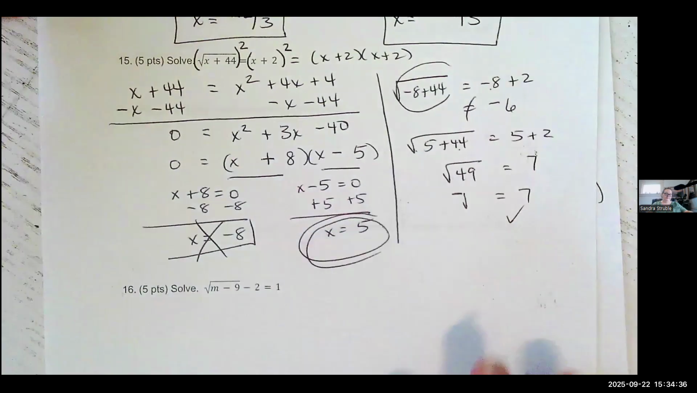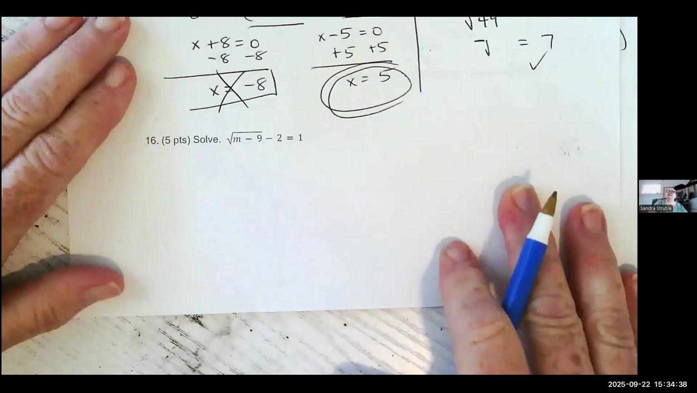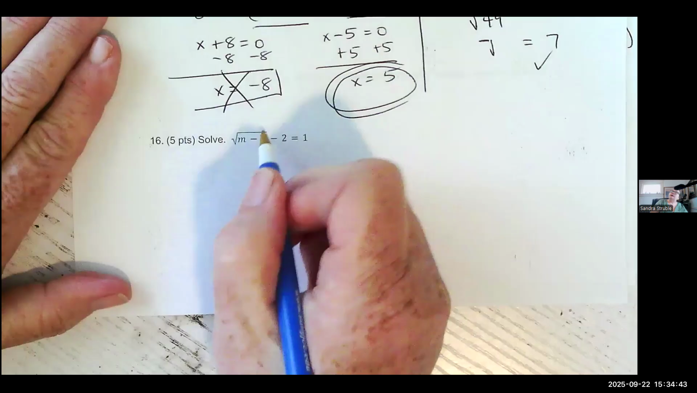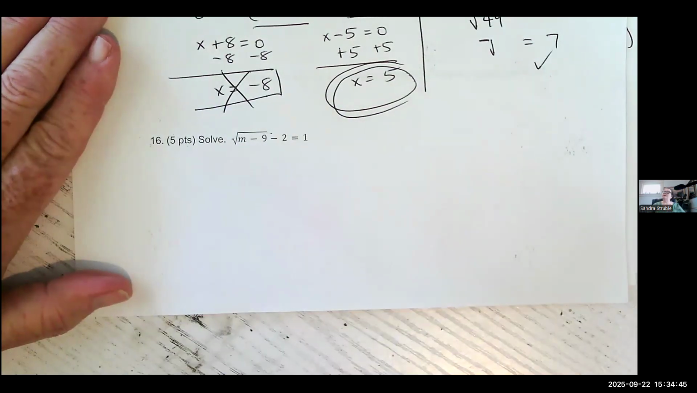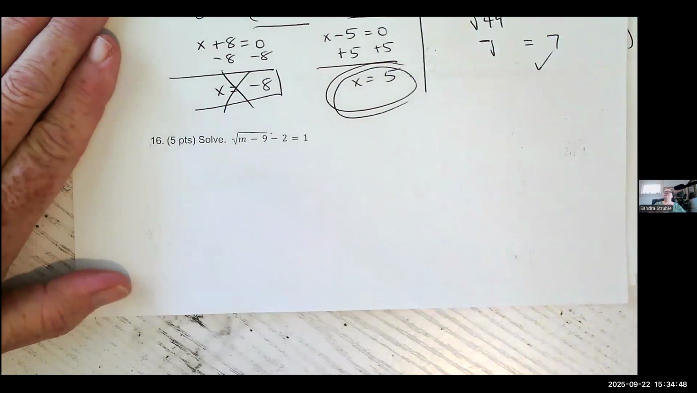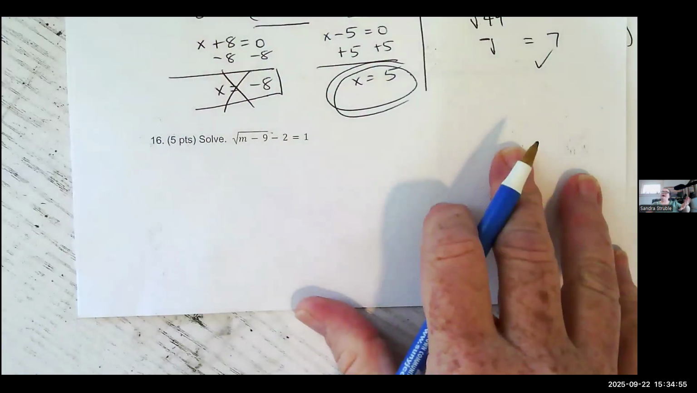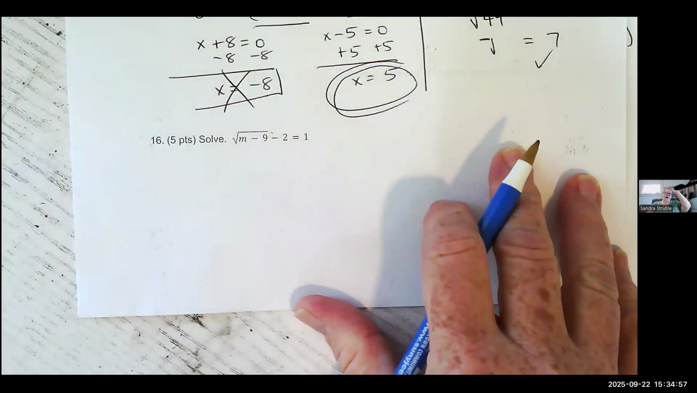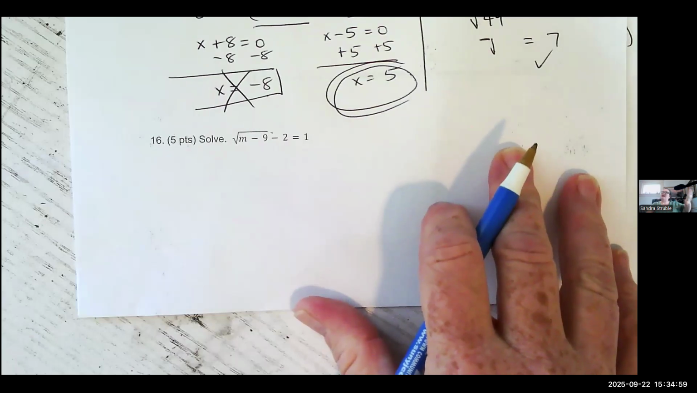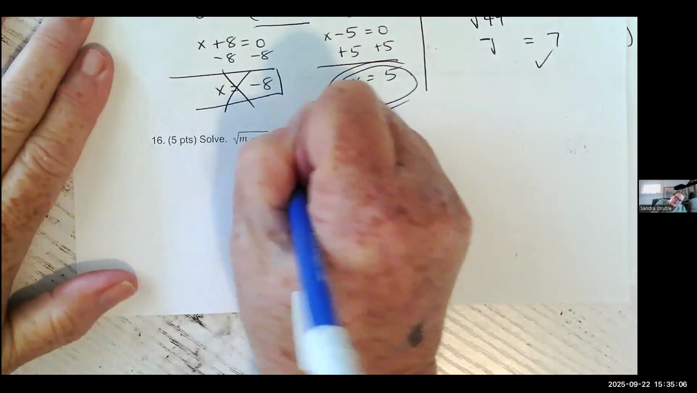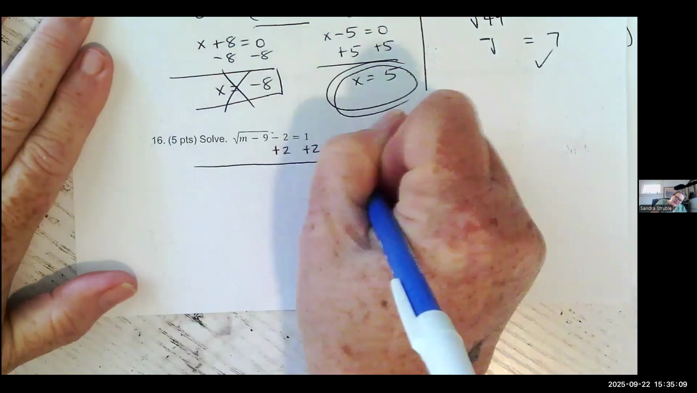Winner, winner, chicken dinner. Last one on this page, square root of m minus 9 minus 2 is equal to 1. Please don't extend a line that I don't have over that minus 2. I did this for a reason, for you to show me that you knew that we want to isolate the square root by itself on one side, just like we did the absolute value, and then our constant on the other side. So I needed to add 2 to both sides to even begin this.